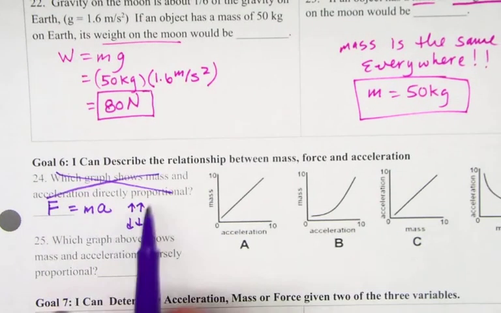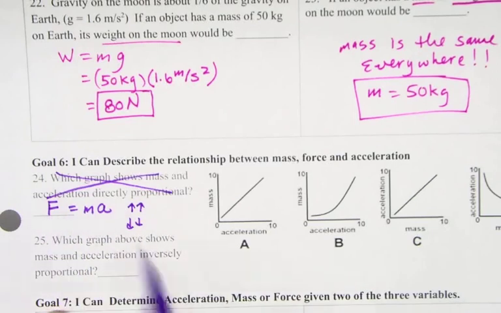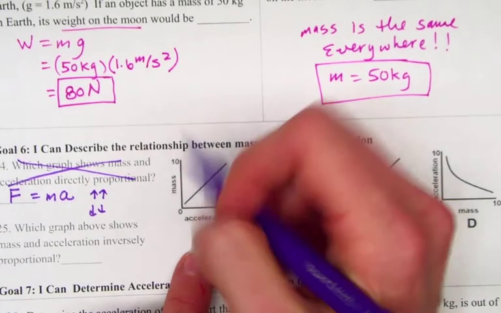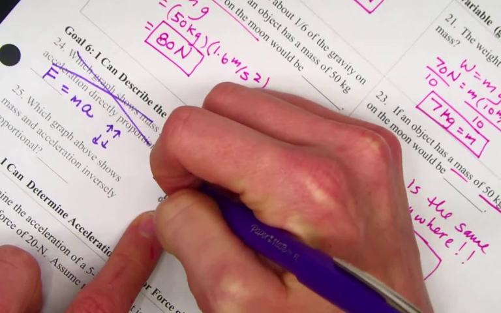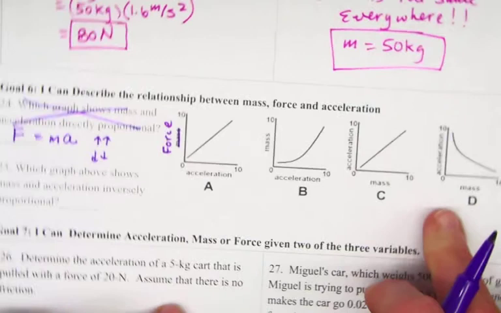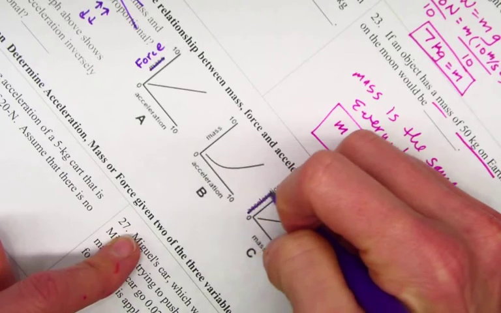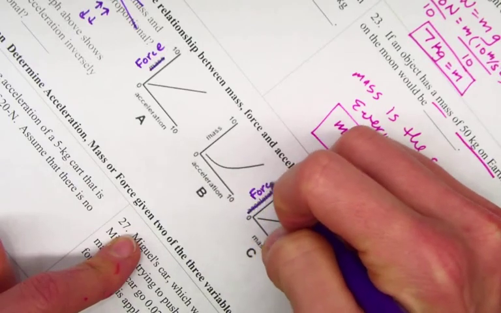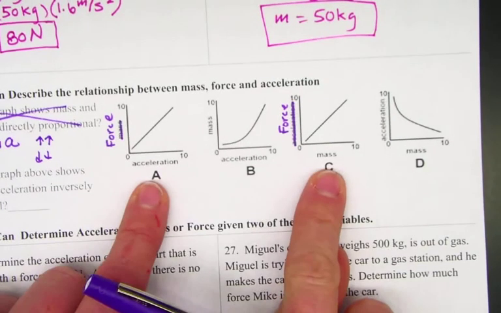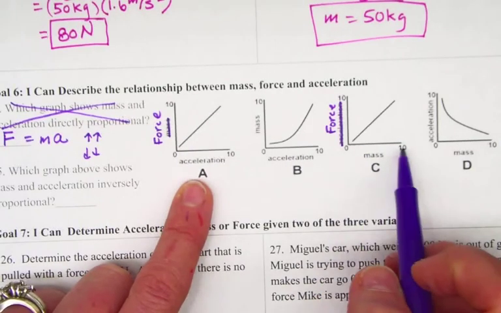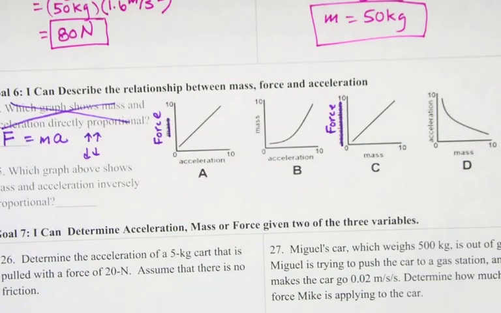Okay? So if I'm considering F equals mass times acceleration, if I'm trying to find a relationship or a graph, if I replace this here with force, this would mean that force is directly proportional to acceleration. And then let's change this one here to force. And force is directly proportional to mass. So as acceleration increases, force increases. As mass increases, force increases.